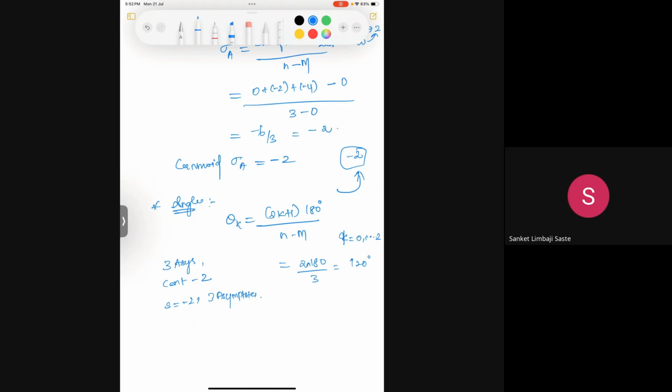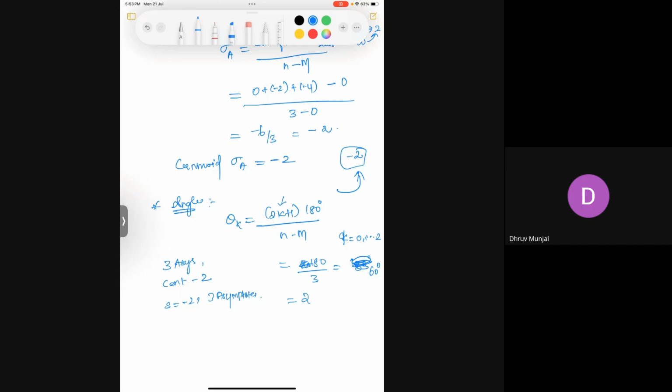Okay, 180. K is 0, so won't it be 180? 180, yeah, I missed it. It will be 180. When k equal to 1, this will be, sorry, it is 180 by 3, right? It will be 60 only. Because when k is 0, 1 into 180 by 3, that is 60.